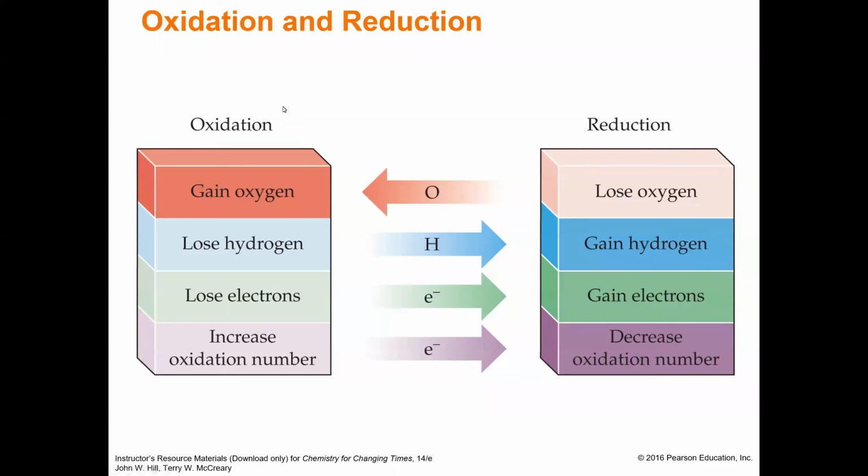So these four things we're going to go over, but not every one has to happen at the same time for it to be oxidation. If you see one of these things, that means it's oxidation. So gaining oxygen, losing hydrogen, also losing electrons. Now, sometimes you might have elements that just lose electrons.